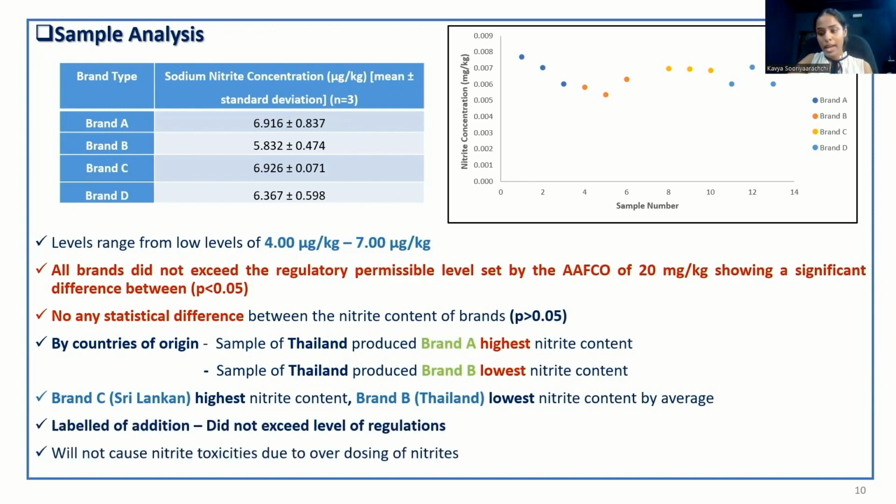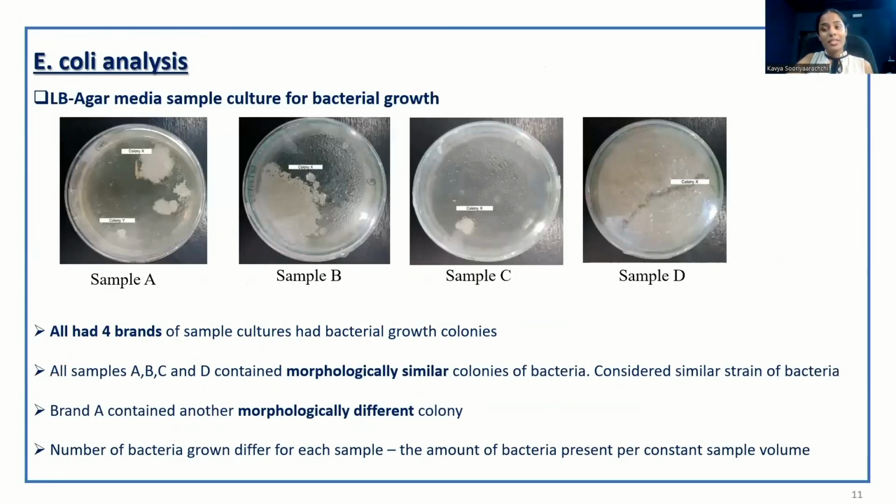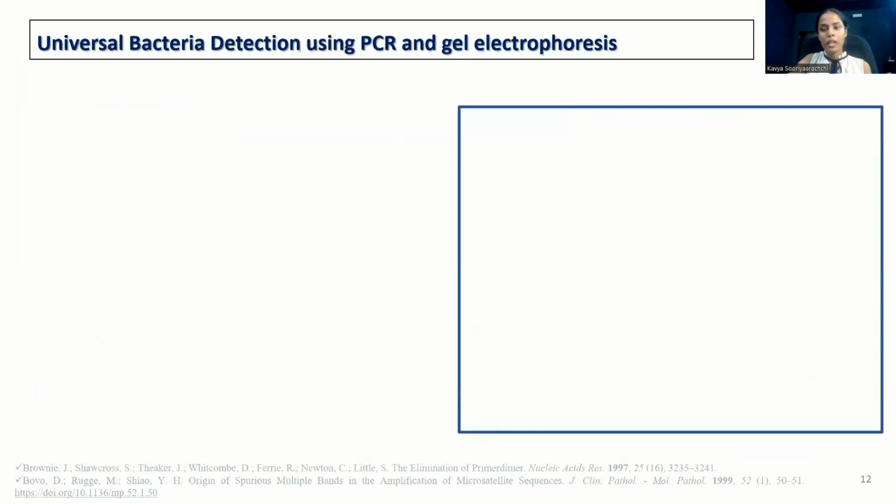Even though some brands have labeled the addition of sodium nitrite, they did not exceed the permissible limits. When we consider the results for the E. coli analysis part, all the 4 brands had shown colony formation in the LB agar media, suggesting bacterial growth. All the 4 brands contained morphologically similar colonies, which was taken as colony X, and only brand A had another morphologically different colony, which was taken as colony Y for the analysis.